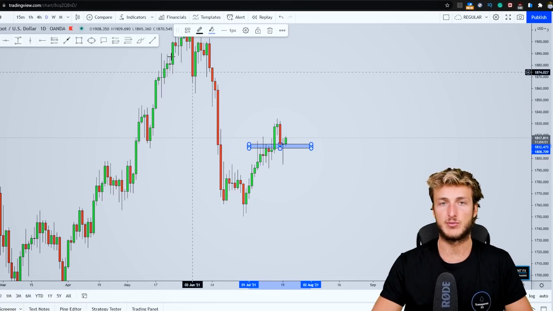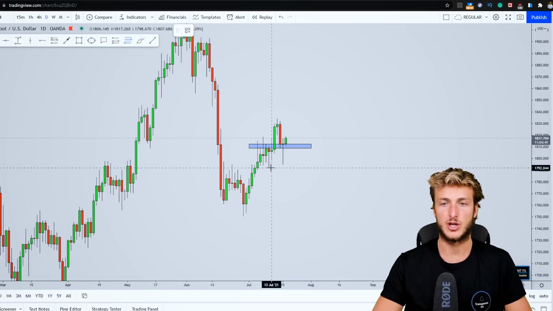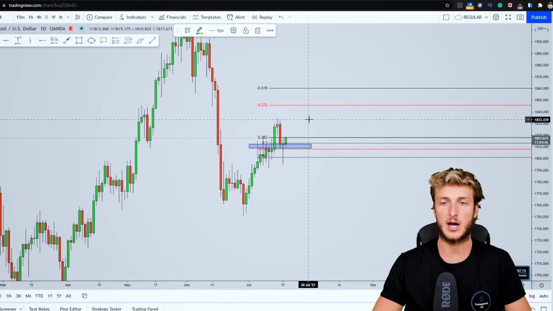Now, in general, after an impulse, if you want to measure the correction, you have to take your Fibonacci from the low to the high of the impulse.